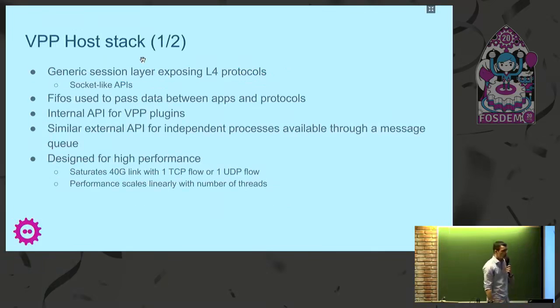So more precisely, the VPP host stack is a generic session layer that exposes layer 4 protocols. The API is socket-like, meaning that it tries to reproduce the Berkeley sockets API, just to make it easier to consume for external applications.